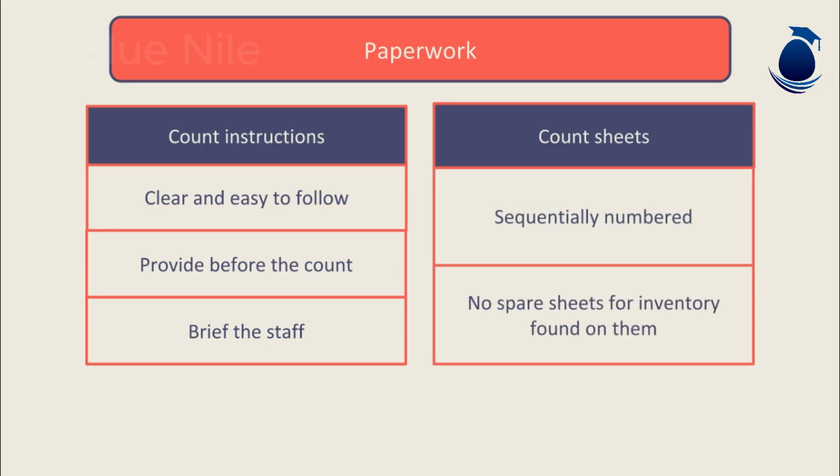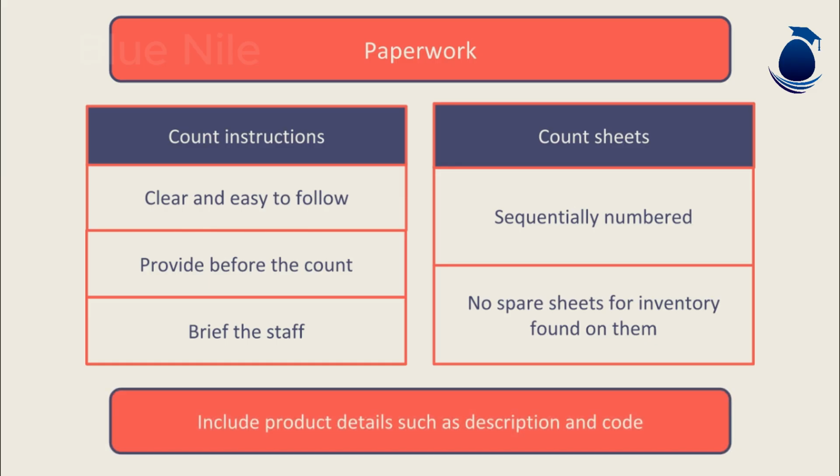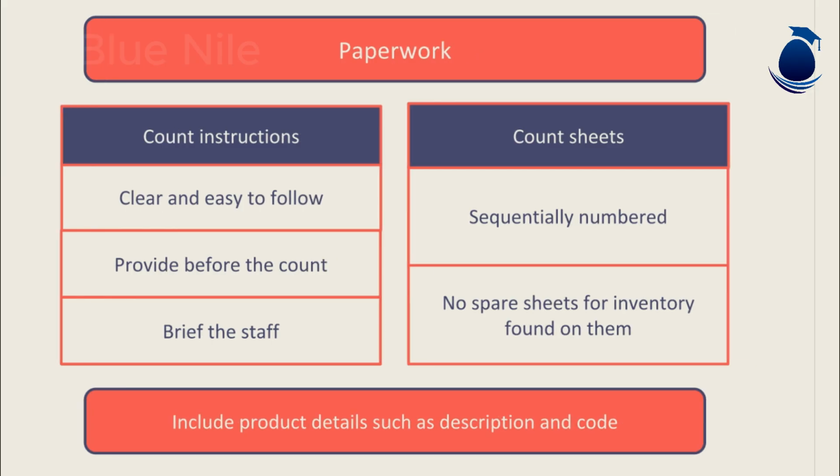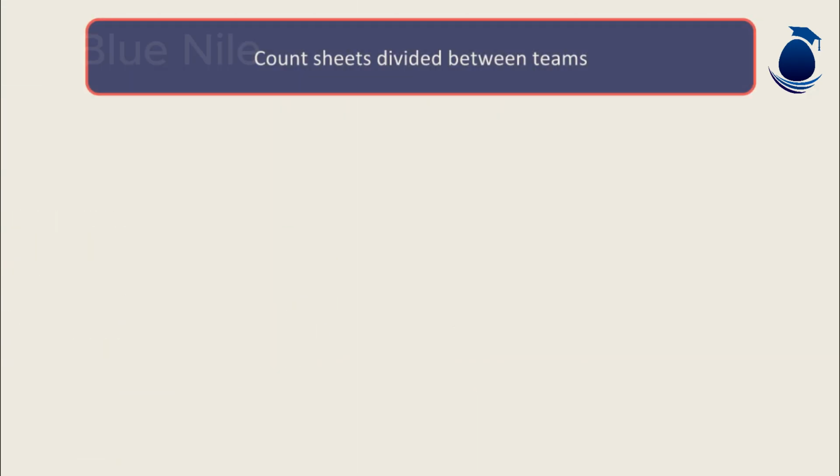Spare sheets for inventory found not on them should also be pre-numbered, so sheets cannot go missing. These sheets should include the product details such as the description and code, but should not include the quantities as per the system. This stops count teams just agreeing with the number. During the count, sheets should be divided between the teams. The sheets should be signed out so they know who is counting which area.